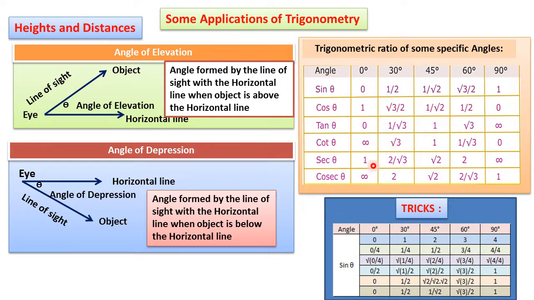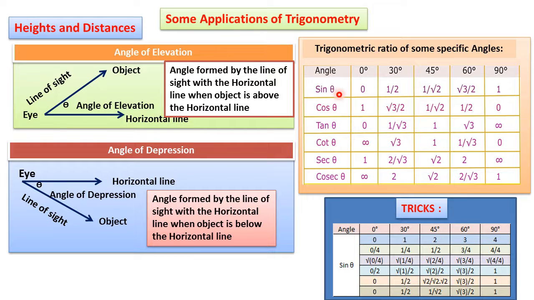So here 1 by 1, 1 by root 3 by 2, 1 by root 2, 1 by 1 by 2, and 1 by 0 is infinity. And cosec theta is nothing but 1 by sin theta. So 1 by 0 is infinity, 1 by 1 by 2 is 2, 1 by 1 by root 2 is root 2, 1 by root 3 by 2 is 2 divided by root 3, and 1 by 1 is 1. This is how we will be able to find the trigonometric ratios of these frequently used angles.